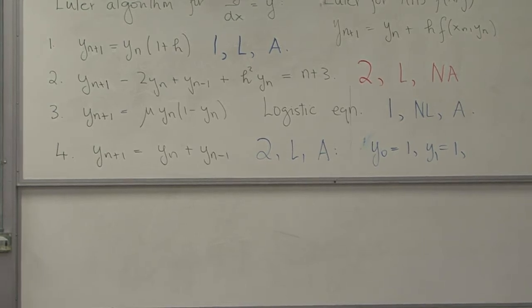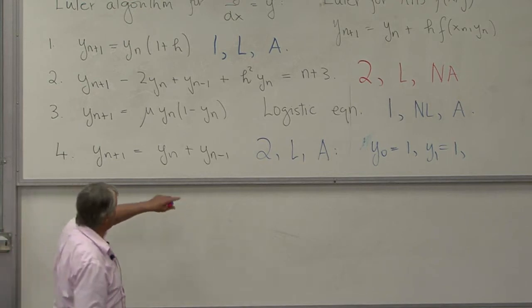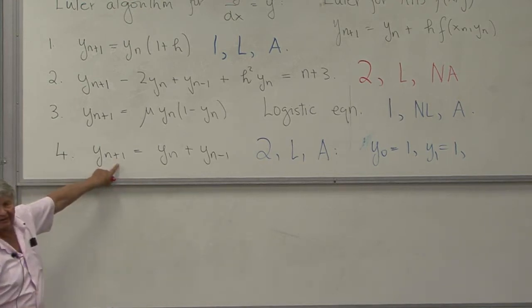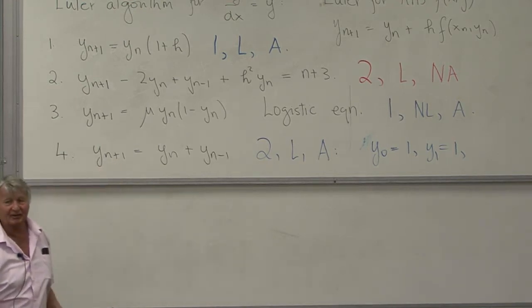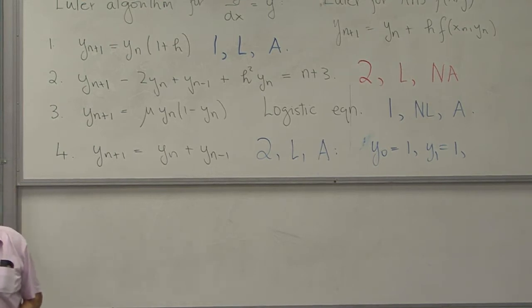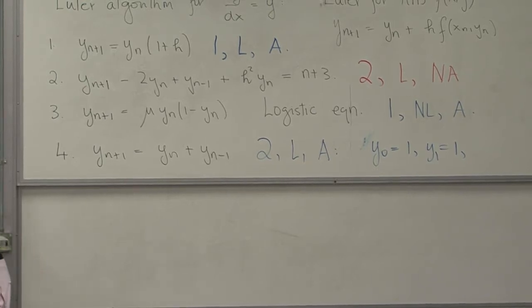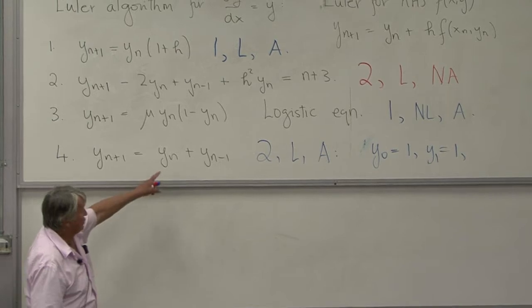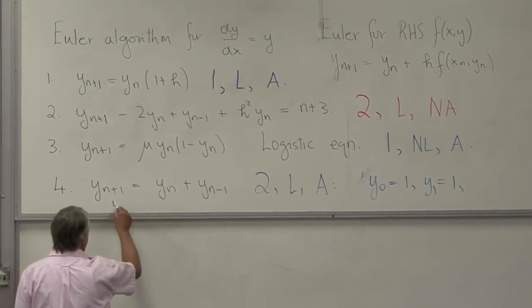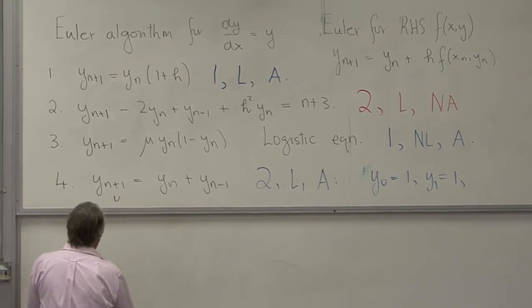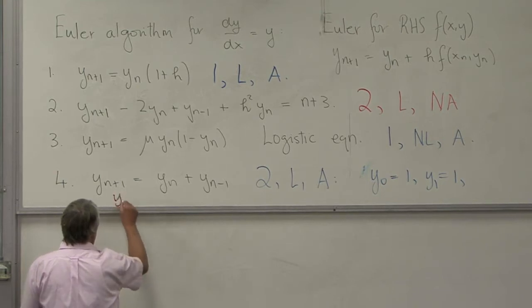Now, Toshi, what did you find? I want you to compute. If y0 is 1, y1 is 1, what's y2? Let's compute them. So what's y2? 2, right. y2 is 2.